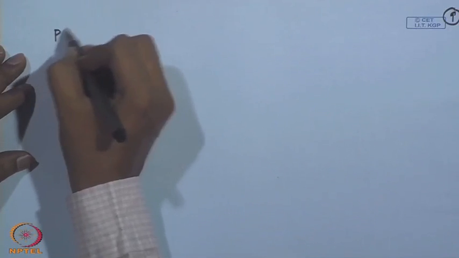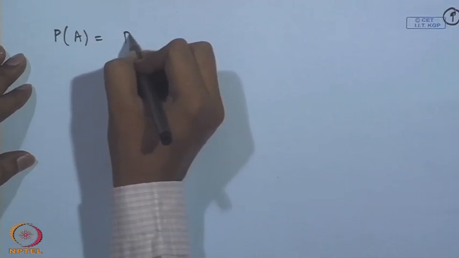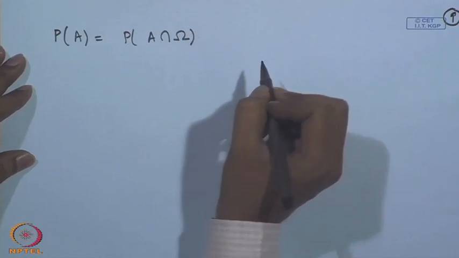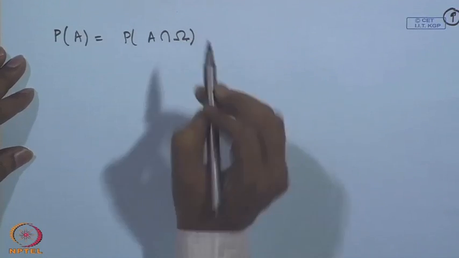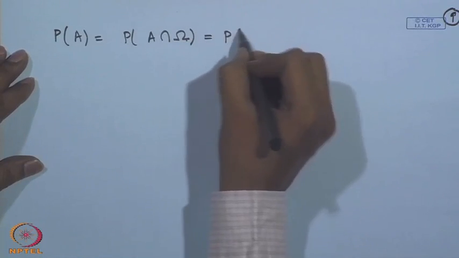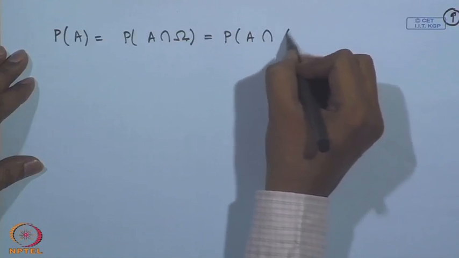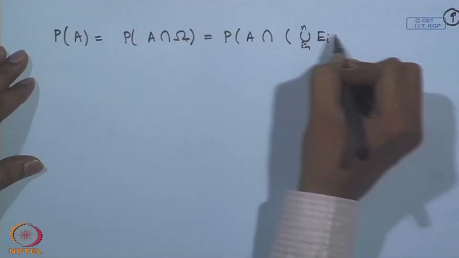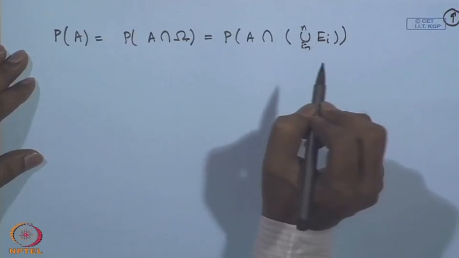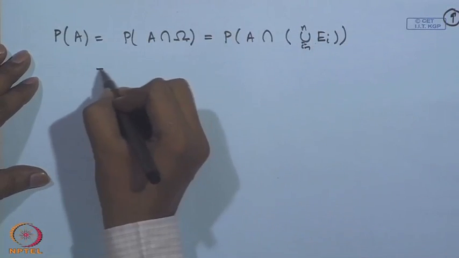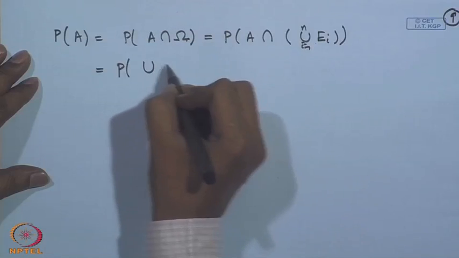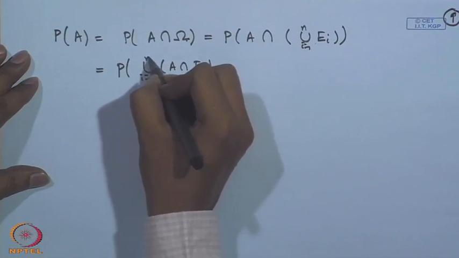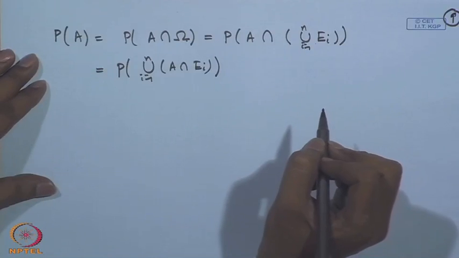See, let us write down probability of A. We can consider it as probability of A intersection the full space, because any event is a subset of the full space. And this you can write as A intersection omega. Since Ei's are exhaustive, we can write omega as union of Ei's. So, this is becoming probability of union A intersection Ei, i is equal to 1 to n.